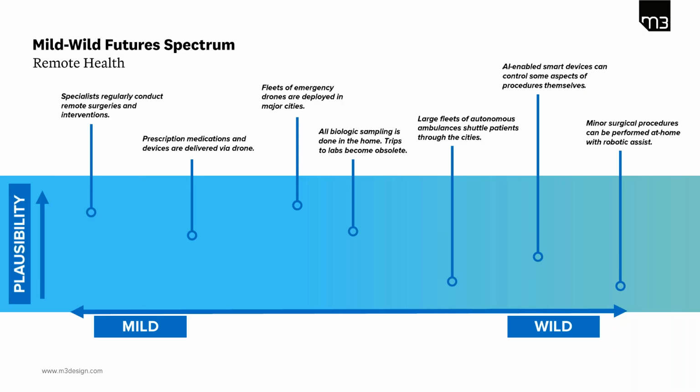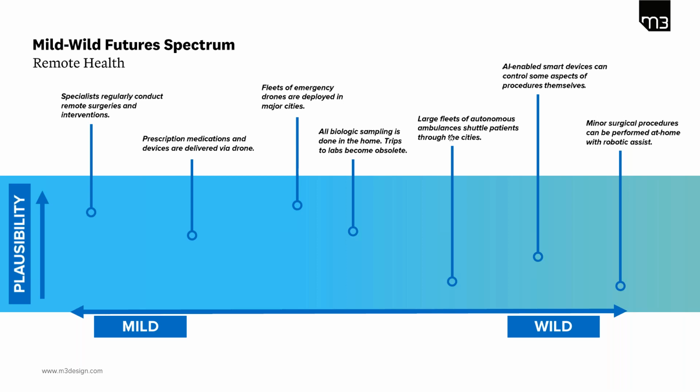And in terms of our mild to wild future spectrum, on the more mild side, we might have specialists that are regularly conducting remote surgeries. Maybe prescription medications and devices are all delivered by drone. And maybe we see fleets of drones in some major cities that are really replacing EMS teams and ambulances for emergency settings.